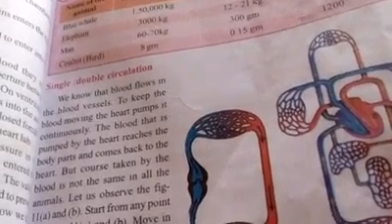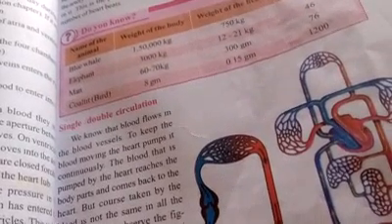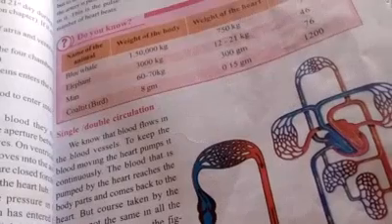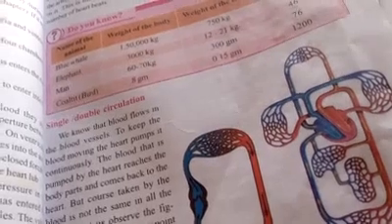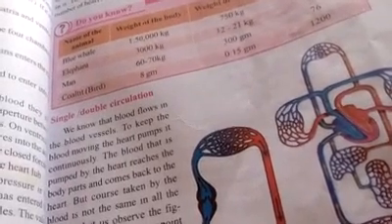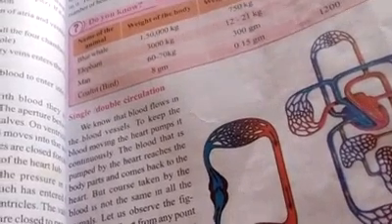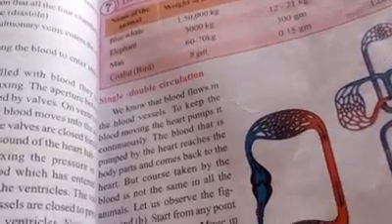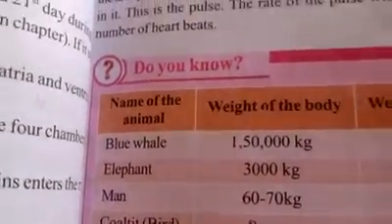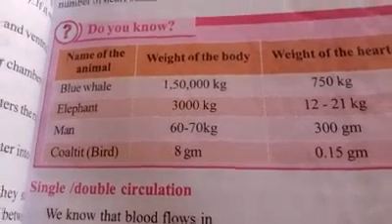Double circulatory system is where the blood passes through the heart twice to complete one circulation. Both this single circulatory system and double circulatory system are very, very important. Children, now carefully observe this table. From information skills, these types of tables are given.